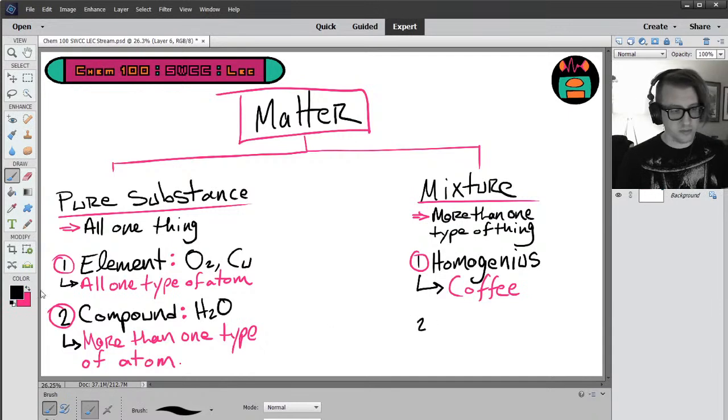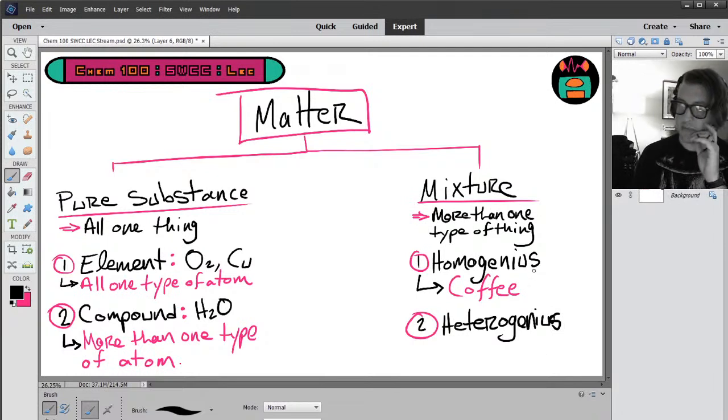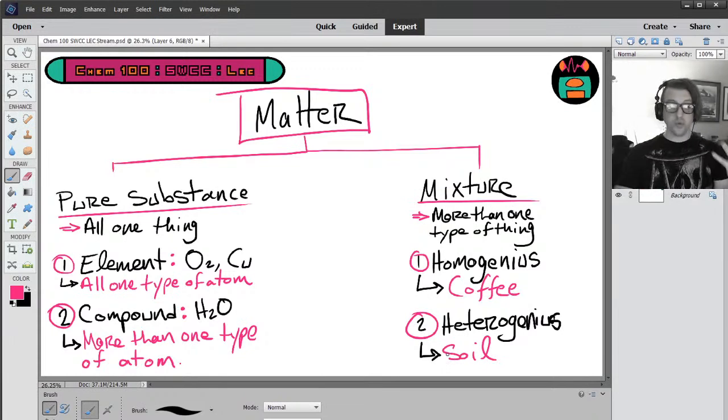A heterogeneous mixture is a mixture where all of the parts are not evenly distributed. A great example of this would be soil. There are all sorts of things: rocks, dirt, mud, minerals all jumbled up, and it's not the same. There's an uneven distribution of these different components throughout the whole, so that is a mixture that is heterogeneous. It is not homogeneous. All right.